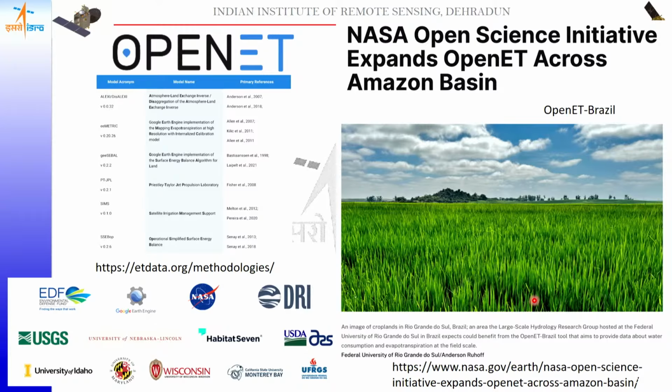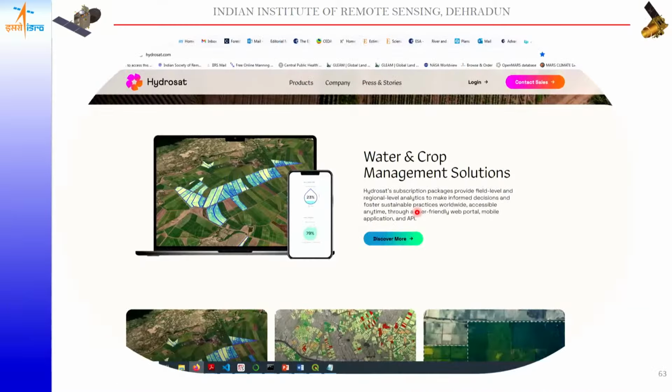And currently teams are working, including our team, on an integrated system. For example, this is OpenET, which is available for the US region at 30-meter resolution using the METRIC model, LXC. There are multiple models for ET estimation. So using the cloud platforms, this is being used, and recently it has been extended to the Amazon basin, and in a few years' time you may also see the Indian region being covered under this OpenET platform.